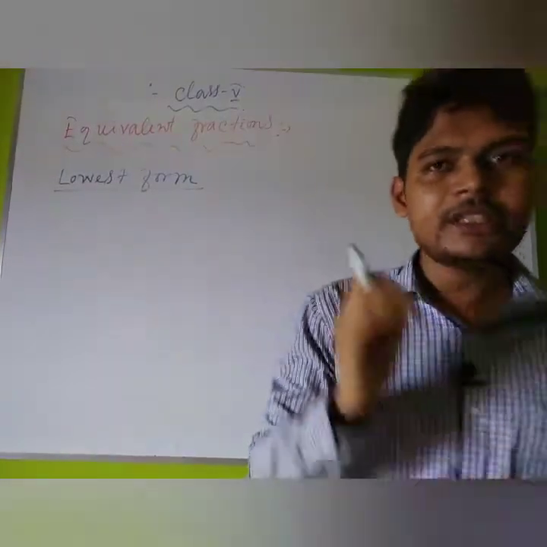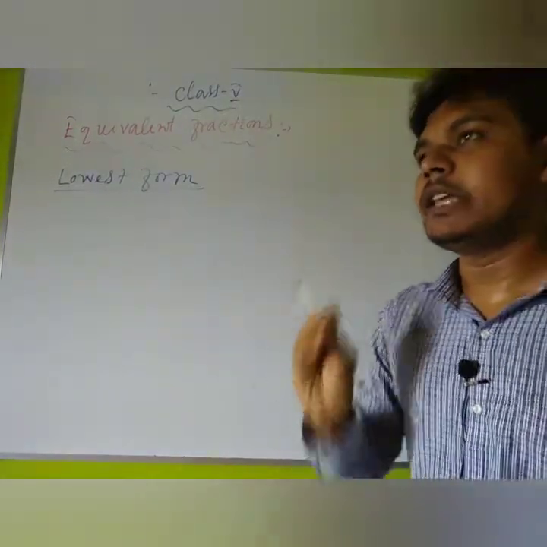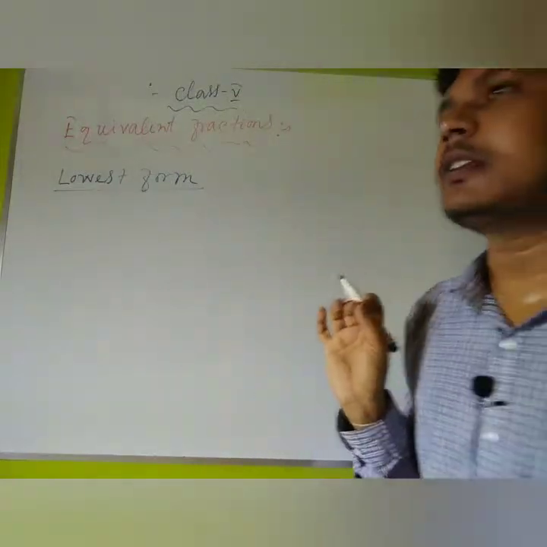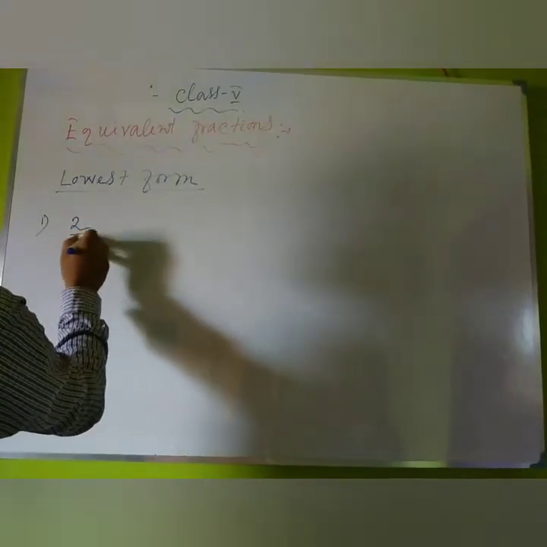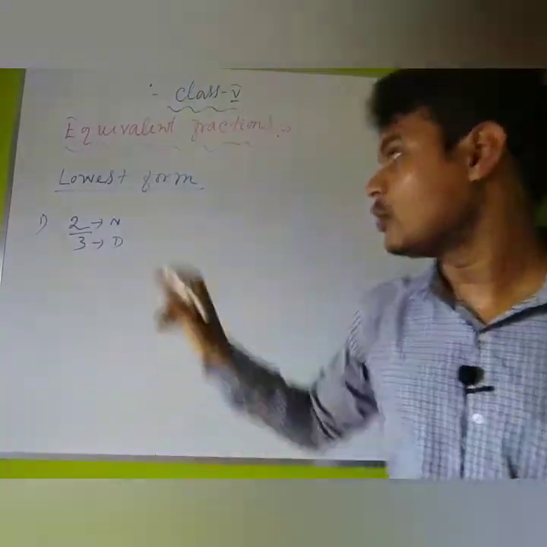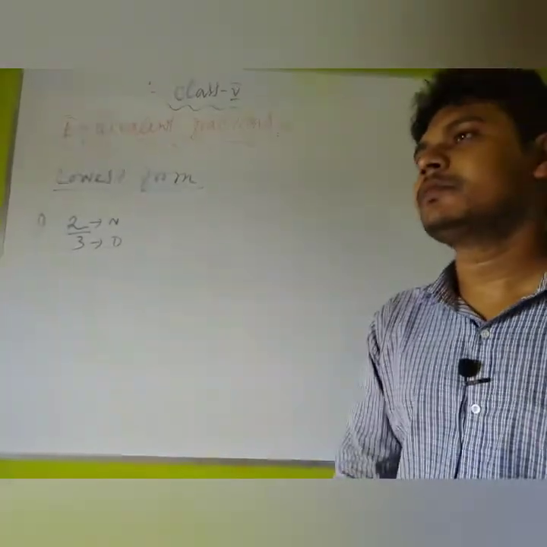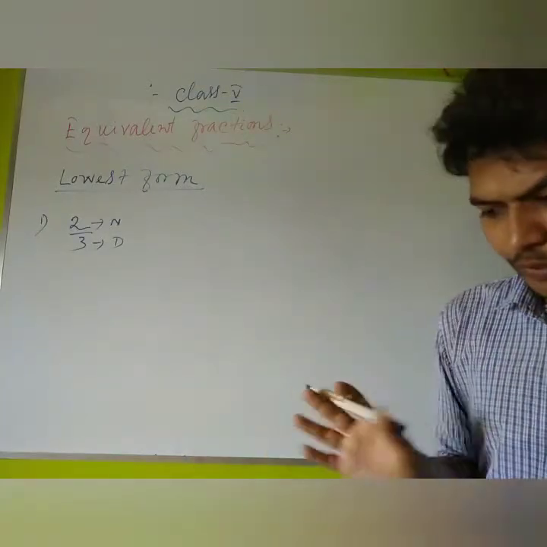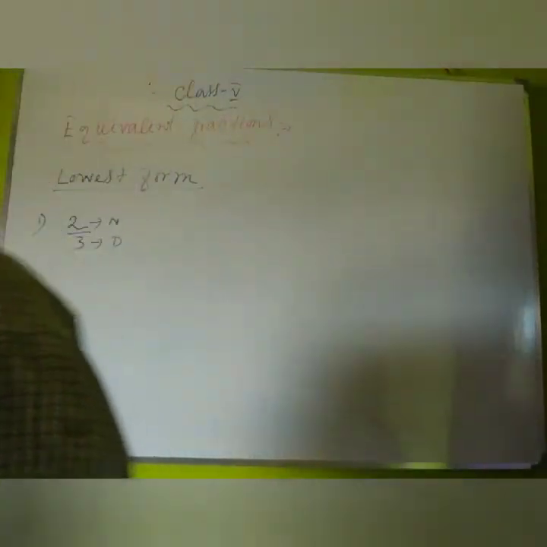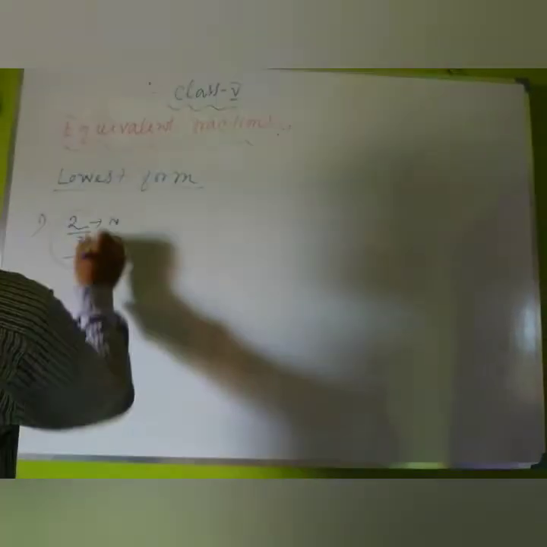Lowest form is the form in which, if we write any fraction, there will be no common factor of the numerator and denominator. Such that if I write down any fraction 2 by 3, then 2 is the numerator, 3 is the denominator. For 2 and 3 there is no common factor except 1. We do not take 1. Then that is written in the lowest form.